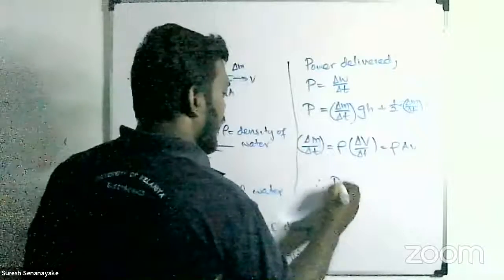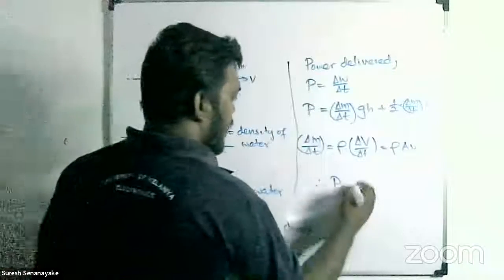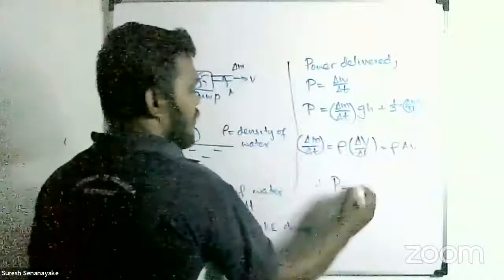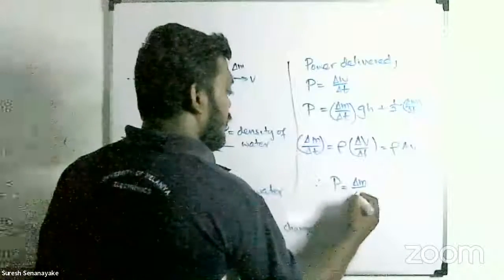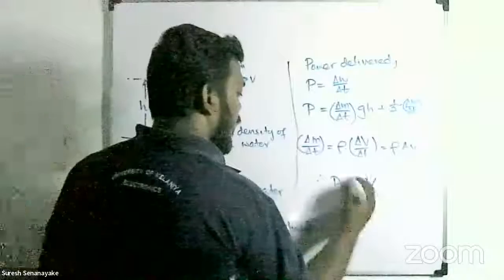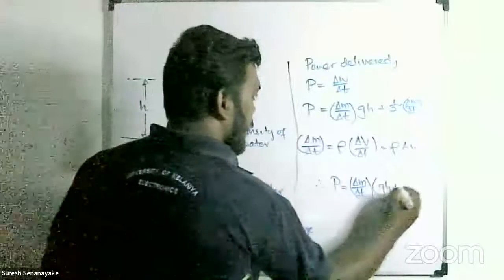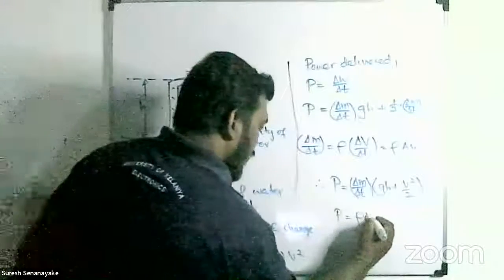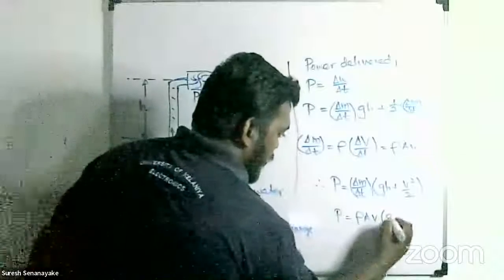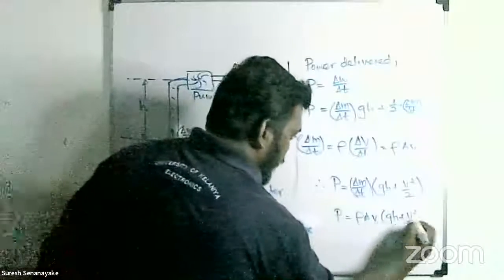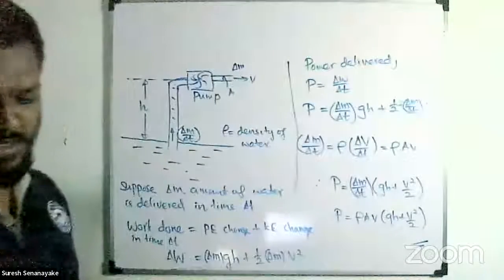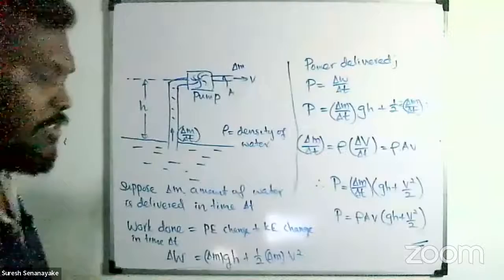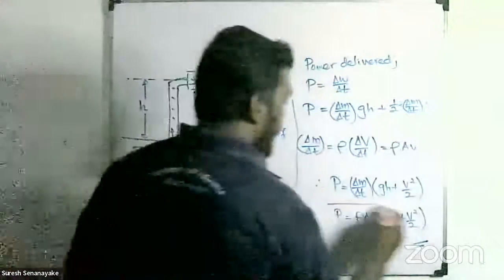So you can substitute this there and write this. Therefore, the power delivered is equal to delta m over delta t, which you can take out from this equation, times g h plus v square over 2. So rho A v you can substitute for this: rho A v times (g h plus v square over 2). So this is the way you write it in the case of a water pump, right?